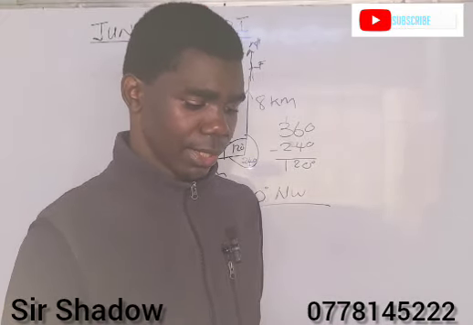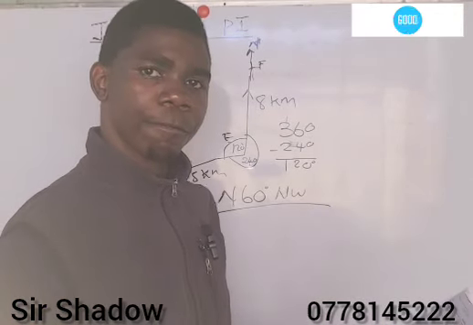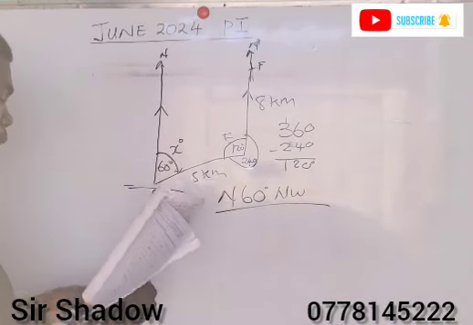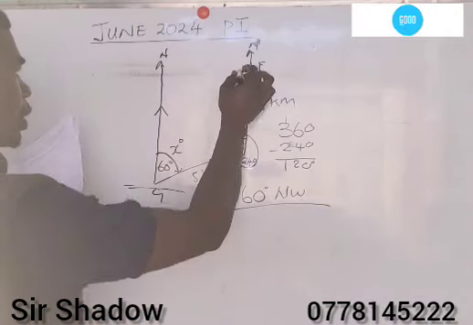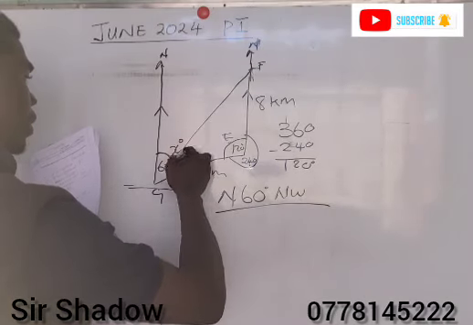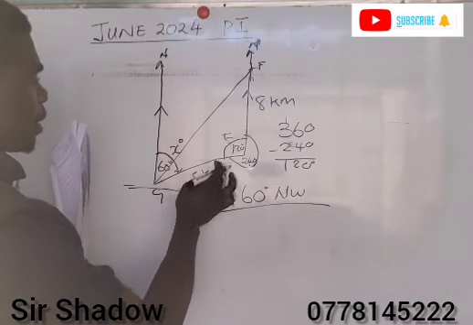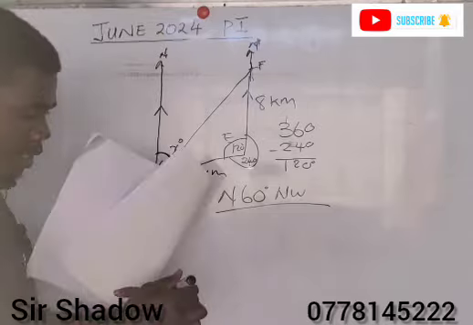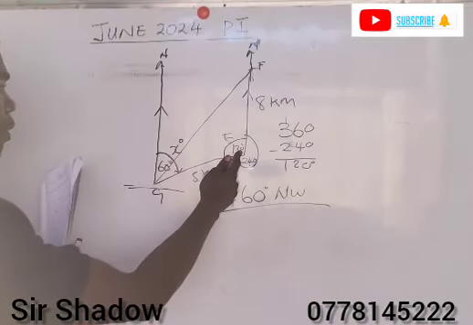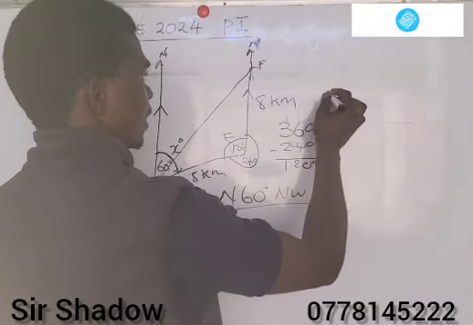Let's move on. Question B is calculate the distance from F to G. From F to G, give your answer in surd form. We have to find the distance from F to G. This one is 8, this one is 5, this one is 8. We are given this angle inside, two sides and the included angle. So that means we have to use the cosine rule to find the length.